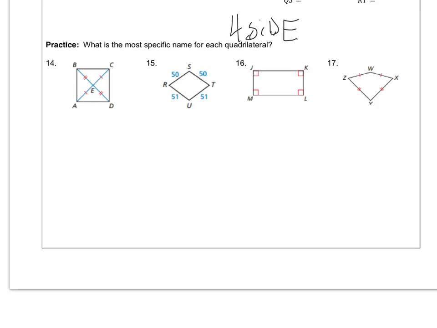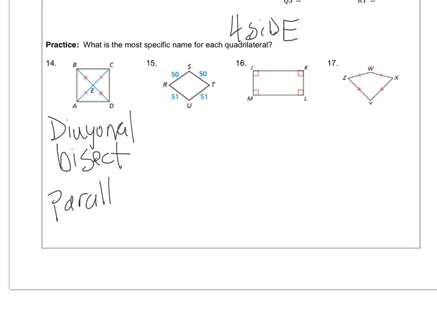So let's look at the first example, number 14. They give us some information about the diagonals. All they tell us is that pieces of these diagonals are congruent. Aren't they telling you that the diagonals bisect each other? That's the only information you are given. That means number 14 is a parallelogram, and that's all it can be. It can't be anything else because there's no other information. I get that it looks like a square, but we don't know if we have 4 right angles. We don't even know if we have 4 congruent sides. So all we know is it's a parallelogram.